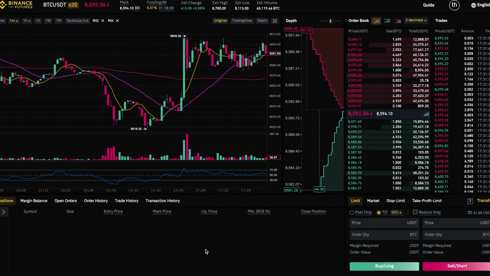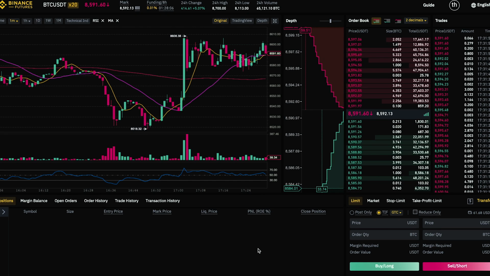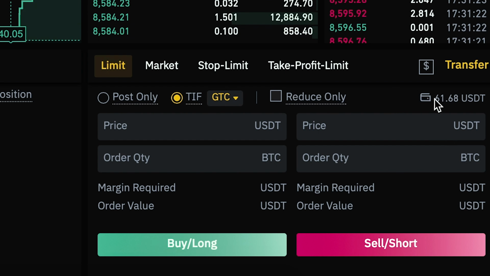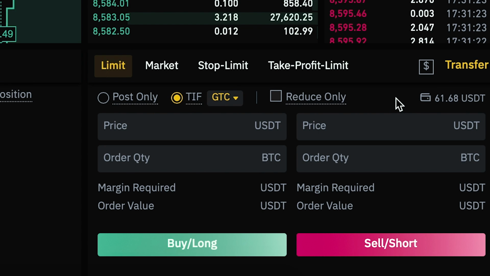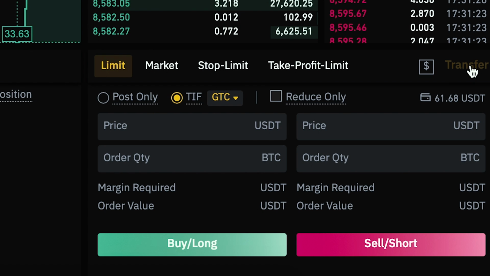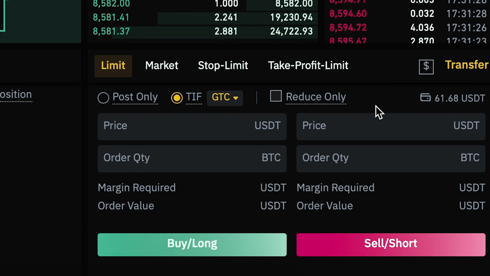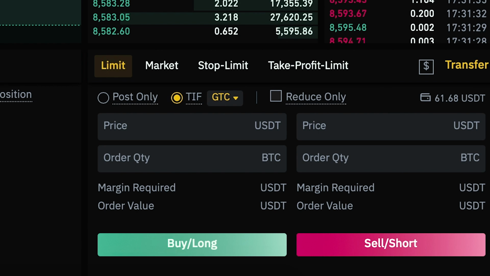Let's do it. So I already logged in, and you can see I have $61 in my account right here. If you don't have any money right here that says USDT, which there shouldn't be because you just logged in, you're going to click above it, it says transfer. So you're going to transfer money from your Binance exchange wallet to your Binance futures wallet.